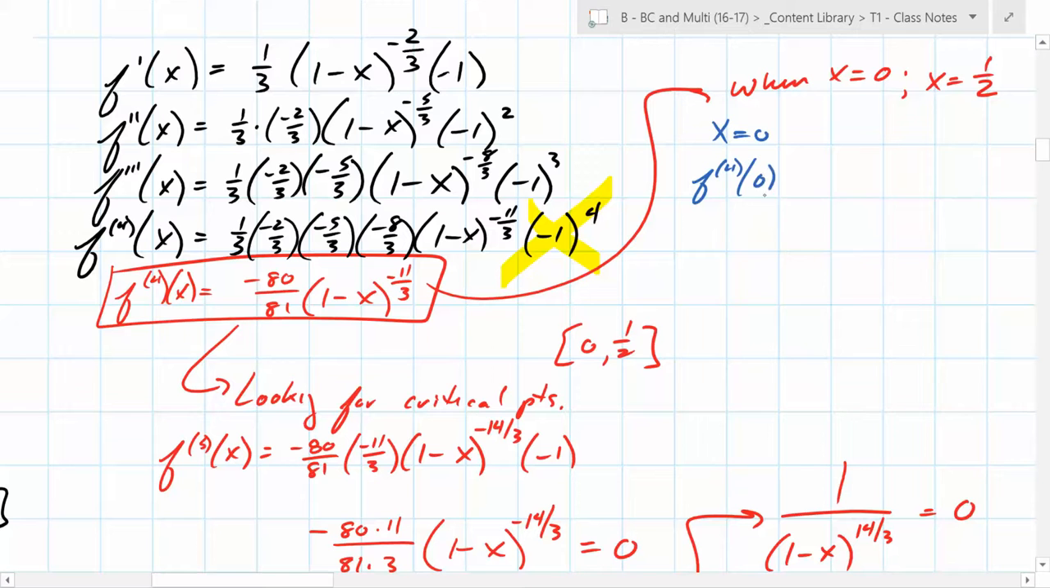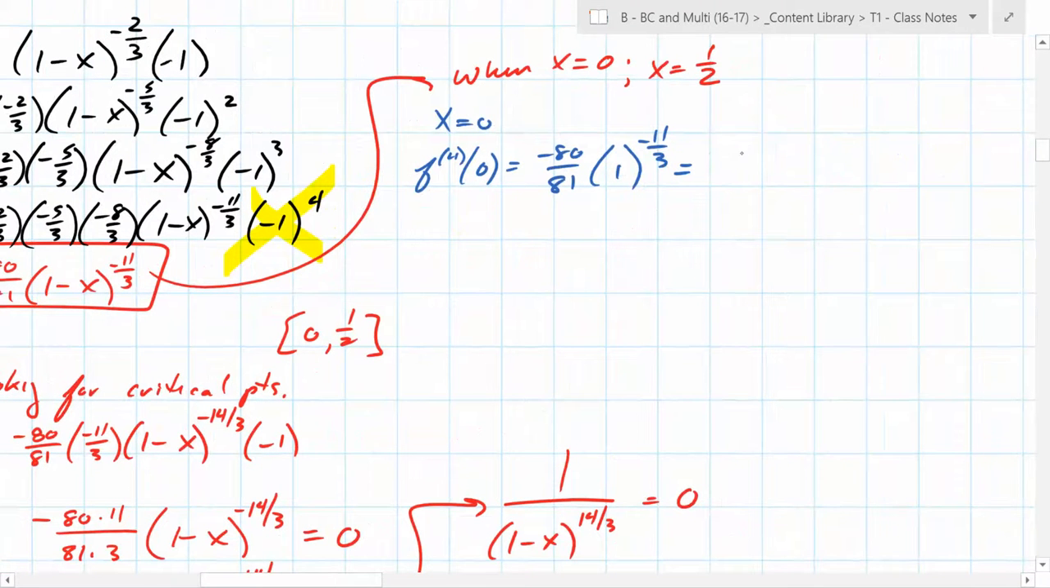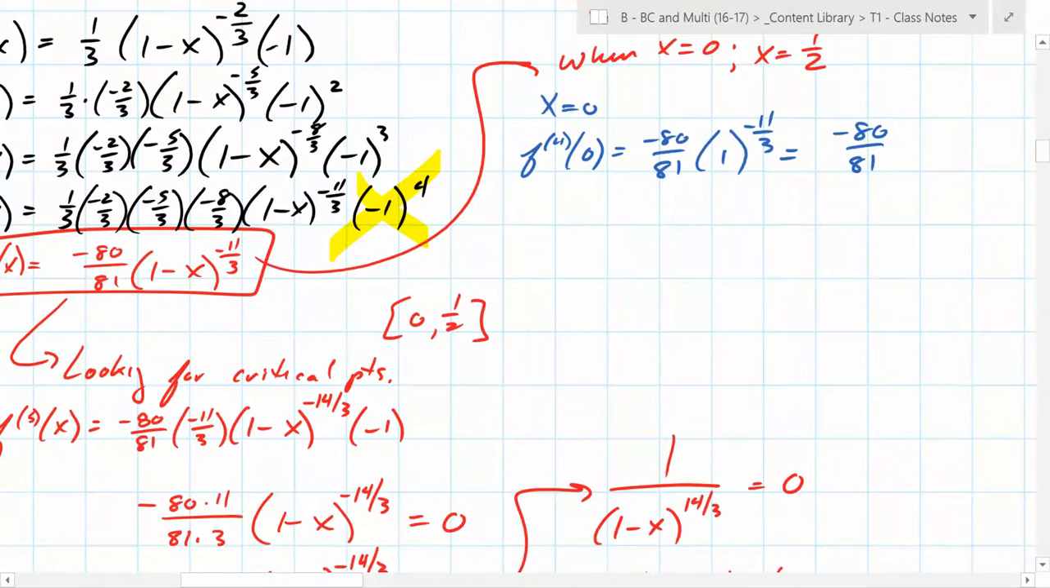So when x is 0, what do you get? F4 at 0 is negative 80 over 81 times 1 to the... which is what? Well, negative 80 over 81, right? Do you agree with that? Okay.